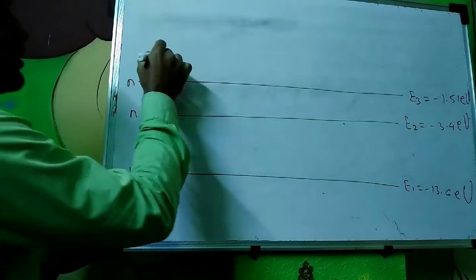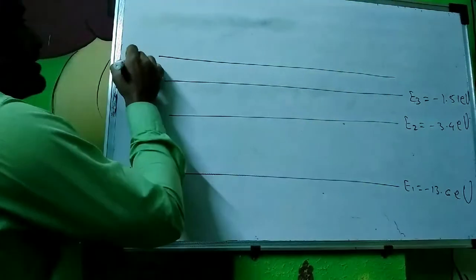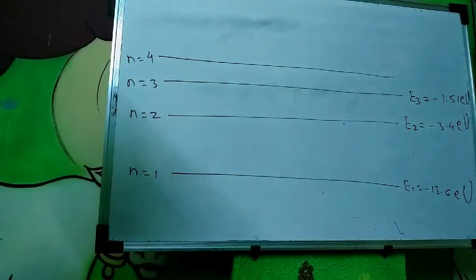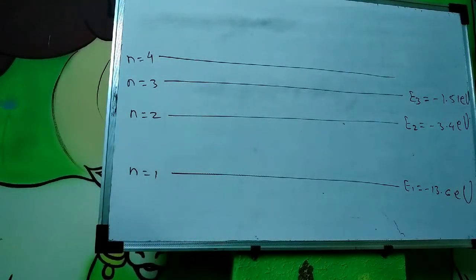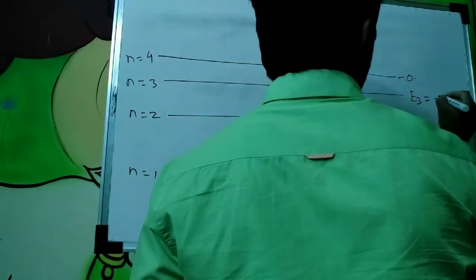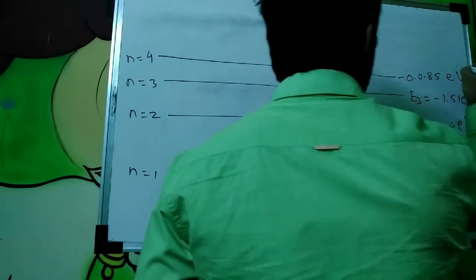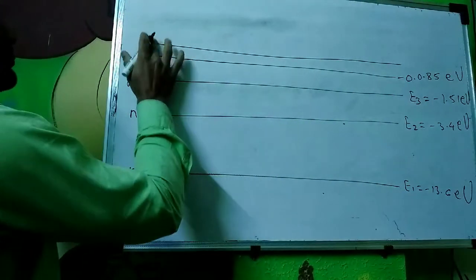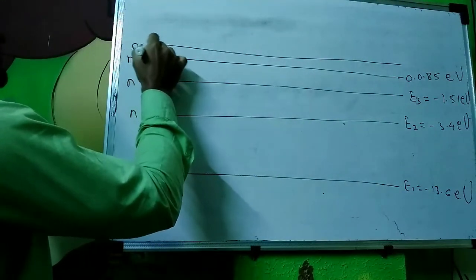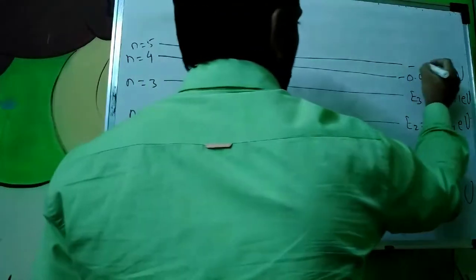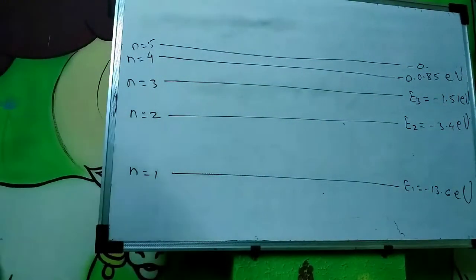1 electron volt. For the fourth orbit, we can write n is equal to 4, that is the principal quantum number. The energy of the fourth orbit is minus 0.85 electron volt. For the fifth orbit, at least we have to show the value of the orbits up to the fifth orbit. The value is minus 0.54 electron volt.